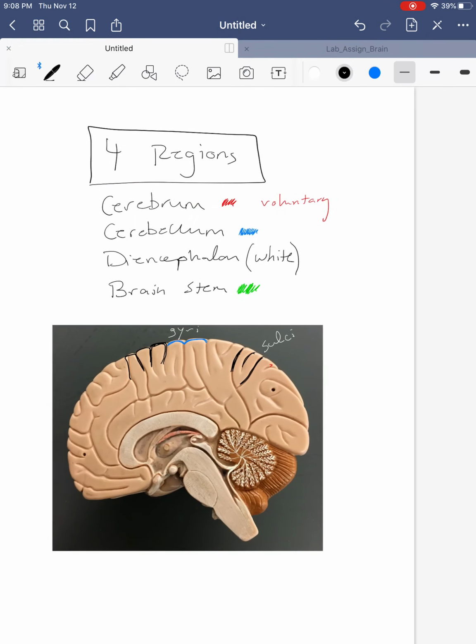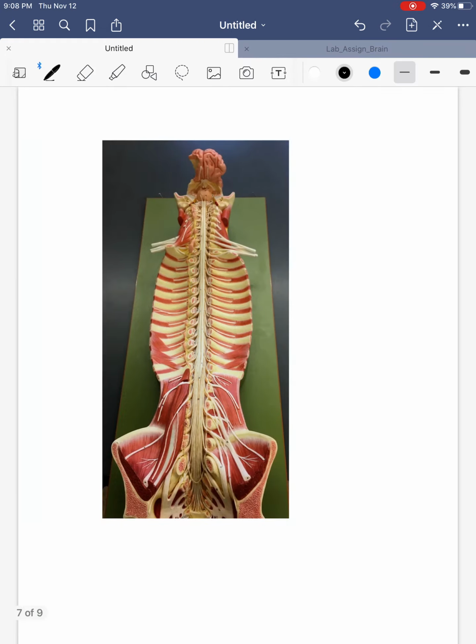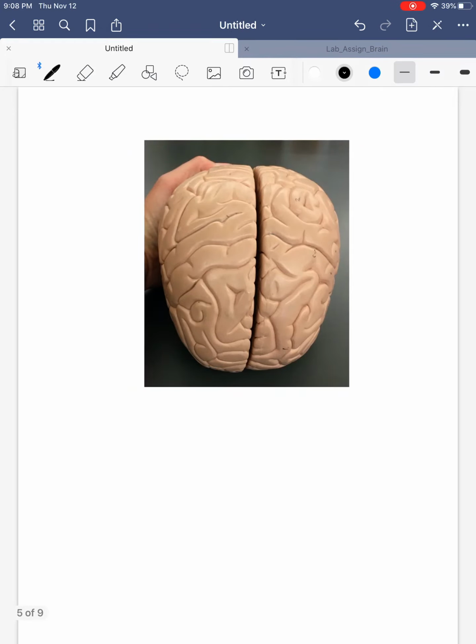Let's talk about the longitudinal fissure. If we look at the cerebrum, it has two halves, right? So we have one half of the cerebrum, the other half of the cerebrum, or the fancy word is hemisphere. We have two hemispheres. The fissure that runs down the middle is called the longitudinal fissure. That's a really bad label, but you get my point. All right. So the big fissure running down the middle of the two cerebral hemispheres is called the longitudinal fissure.